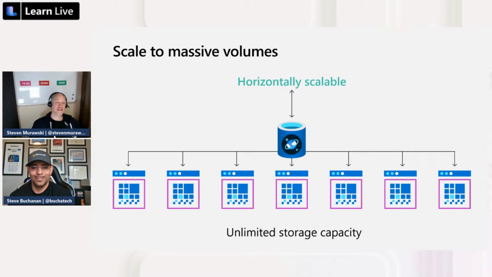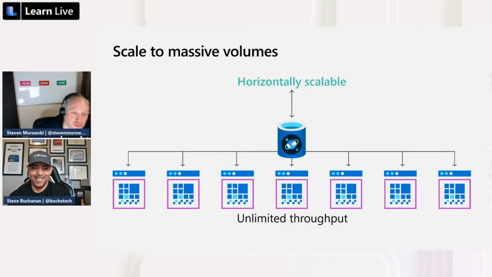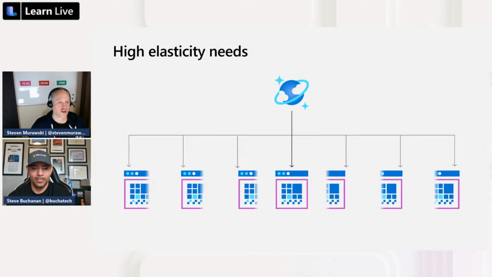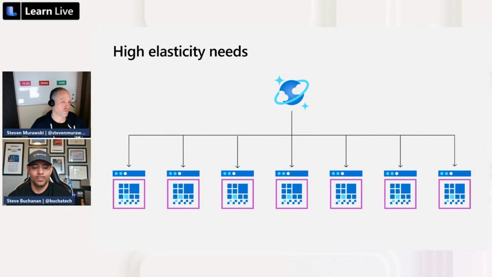which gives us a theoretically unlimited storage capacity as well, and throughput, right? Because we can shard out where our queries are going, we can shard out where our data is getting stored. It's also highly elastic, right? You can go from one to many instances depending on what kind of demand you have for that data access.